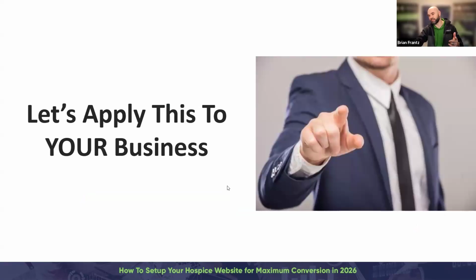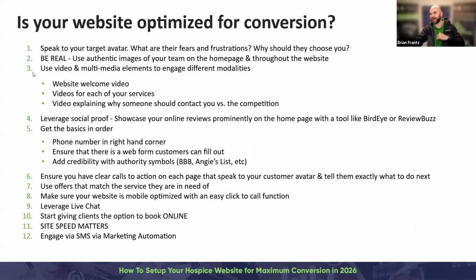And so let's apply this to your business. Is your website built to convert? Look over the 12 things that we have listed in that workbook. Speak to your target avatar, be real, use video, leverage social proof, okay? Pay attention to your site speed and how your website shows up on mobile. All these things. Pick 3 of them and implement them in the next 30 days and see what happens.